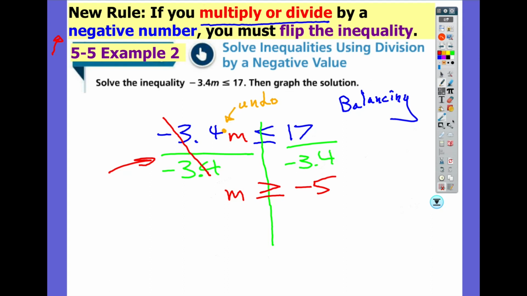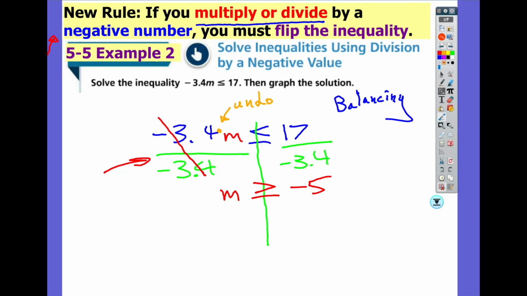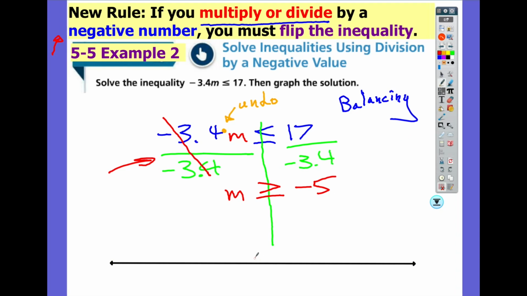So we'll go ahead and plot it. I'll put a number line down. We'll start at negative 5, and we know that could be a solution. M is greater than or equal to, so negative 5 is a possibility. So we'll fill that in to say it could be a solution. And then it also could be greater, so we'll just shade to the right.